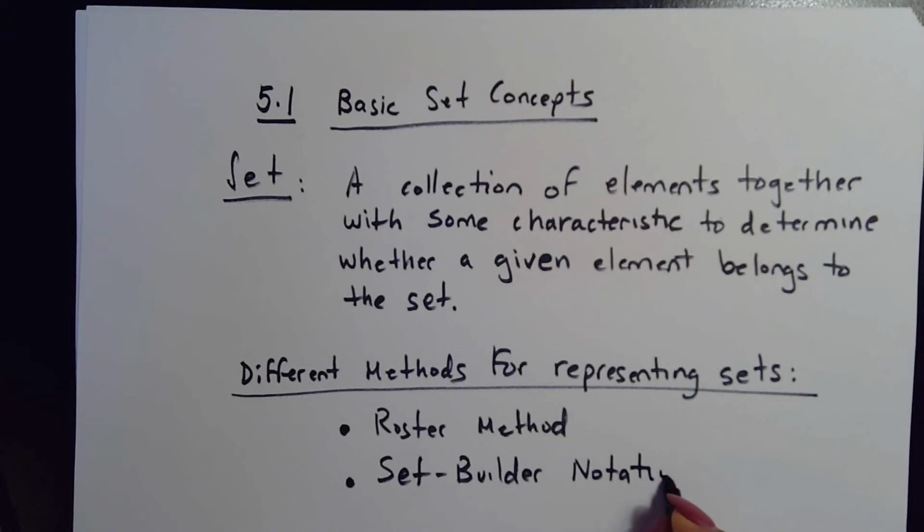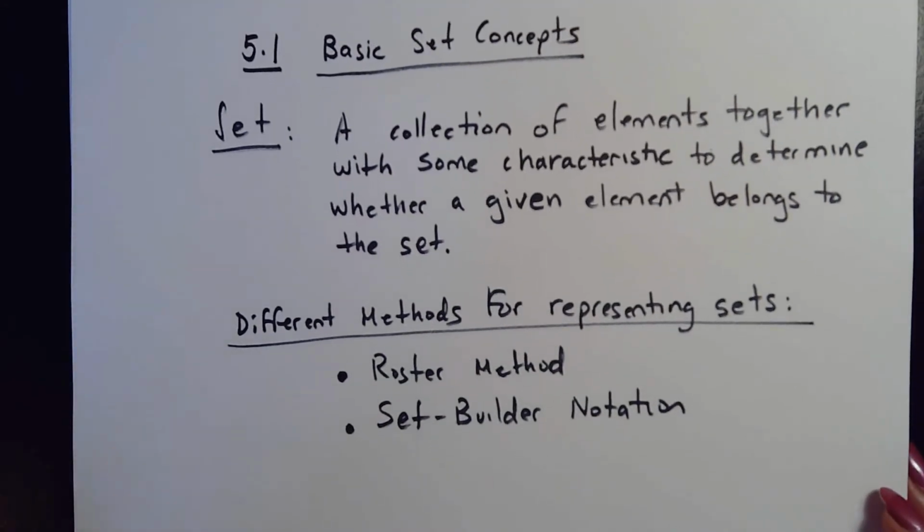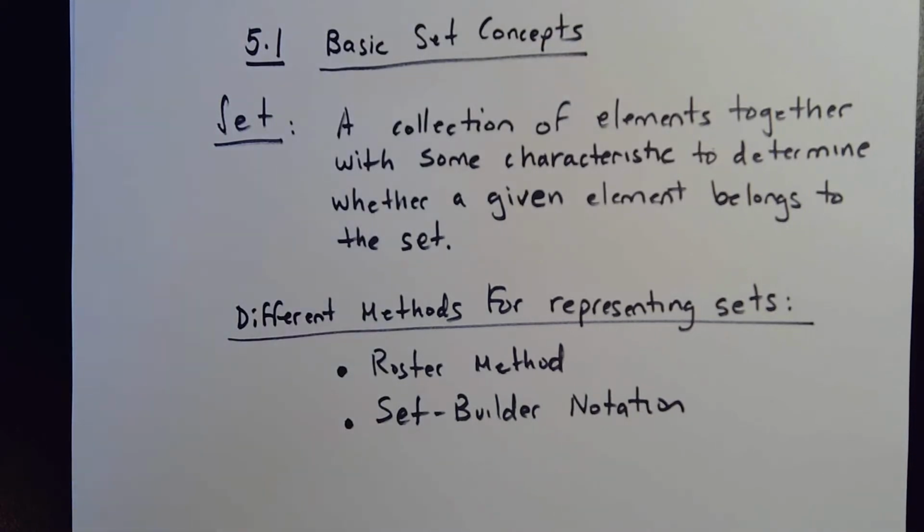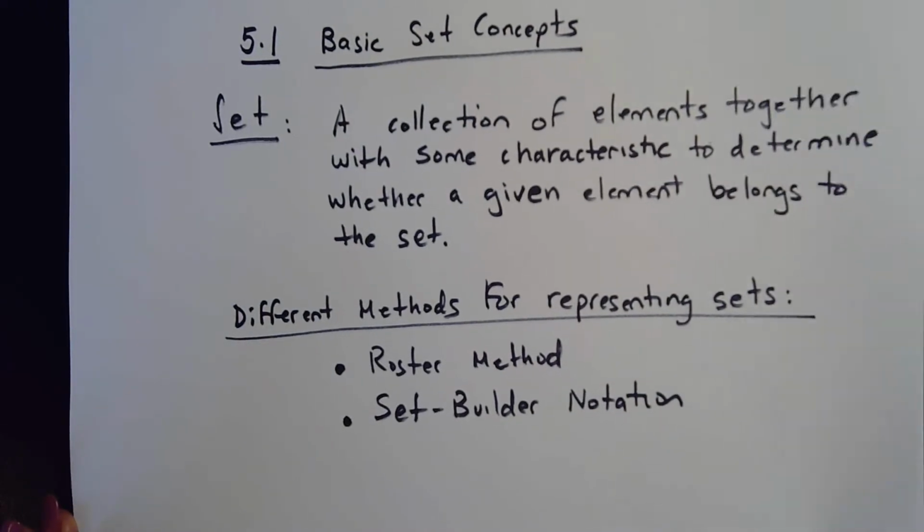Now the roster method is used if you have a set that does not have many elements, because the roster method will list every element in the set. So that's good for small sets, but if we have an infinite set, it wouldn't be possible to list every element, because you have an infinite number of elements, correct? So we will use set builder notation for those sets that have so many elements that it's not convenient to list each of them. So let's look at some examples in your workbook.